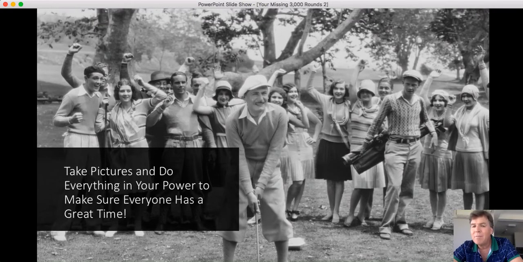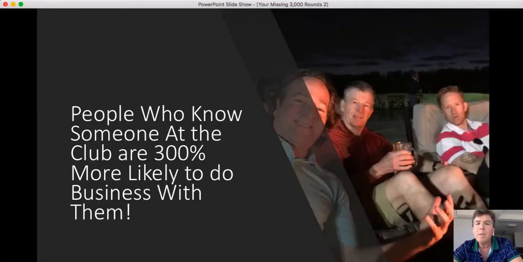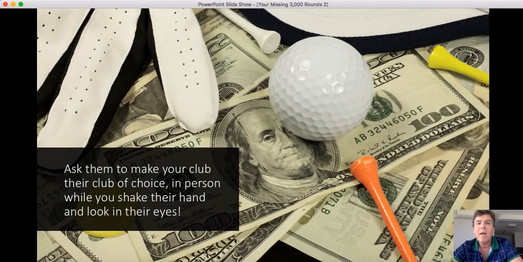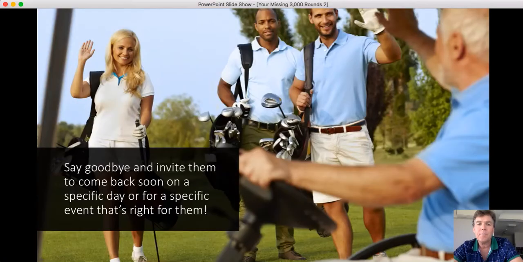Take pictures and do everything in your power to make sure everyone has a wonderful time. People who know someone at your club are 300% more likely to do business with you. Ask these players to make your club their club of choice, in person, while you shake their hand and look into their eyes. Ask them for their business. Give away some prizes. Say goodbye and invite everyone again to come back soon on a specific day for a specific event, specific special, or specific promotion that's right for them.